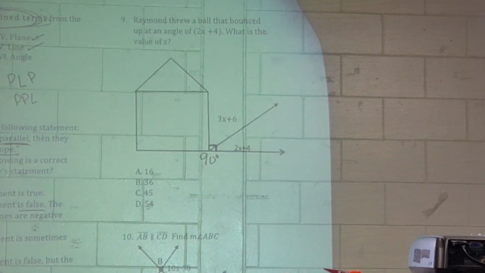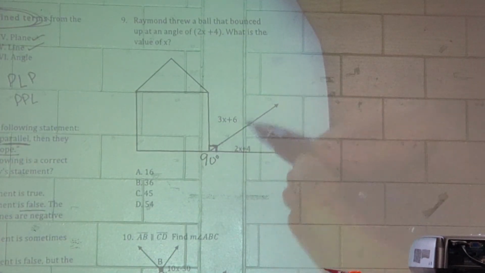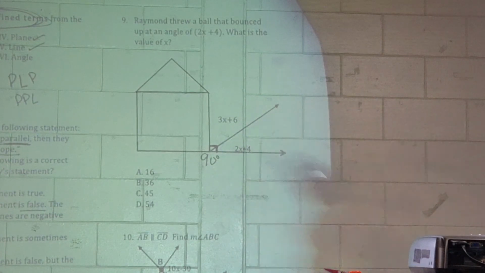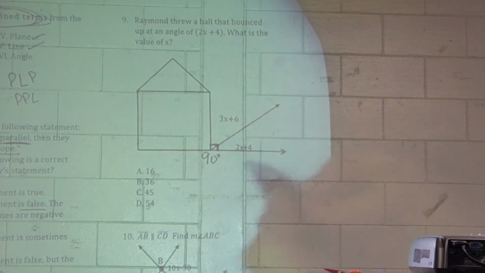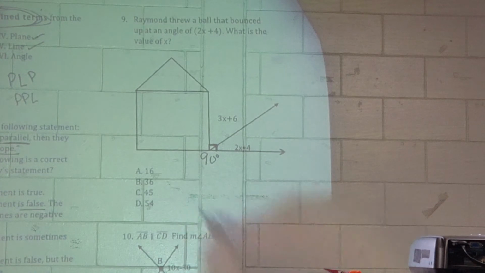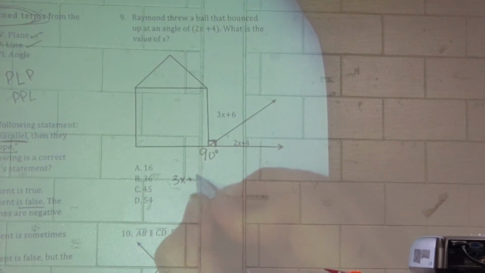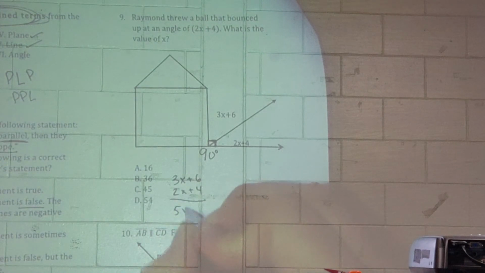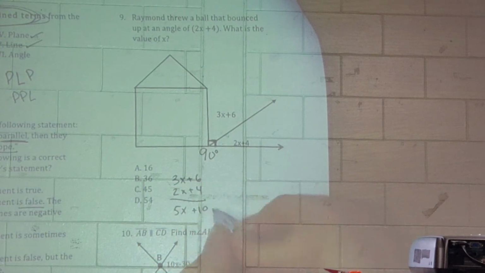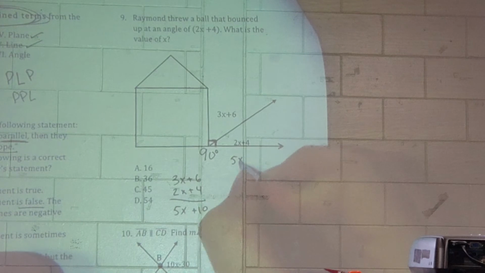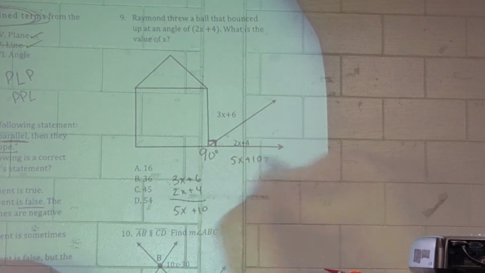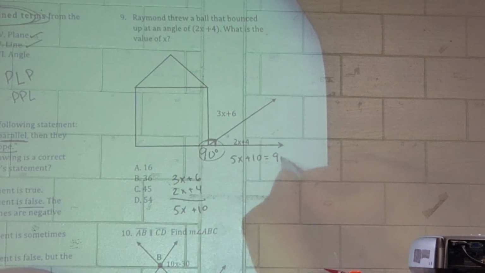So this is just an angle addition postulate question. If two angles are adjacent to each other, you can add them up and set them equal to the larger angle on the outside. And that's exactly what we'll do here. 3x plus 6, add it to 2x plus 4. So my 3x and 2x makes 5x, 6 and 4 makes 10. And then I'm going to take that equation and set it equal to the whole thing. And the whole thing we already decided was 90.